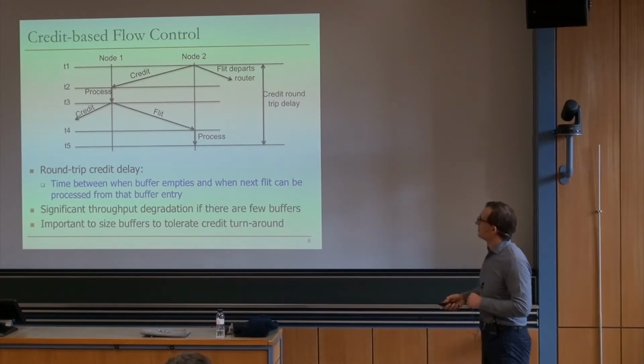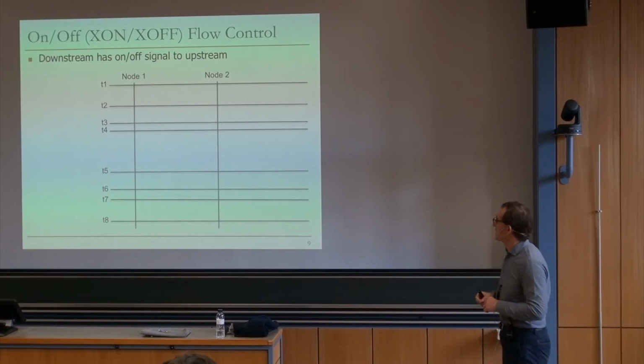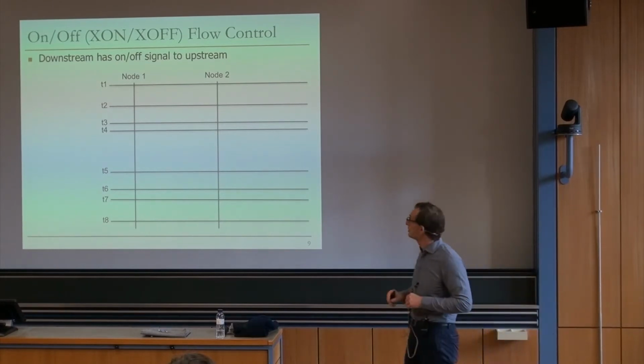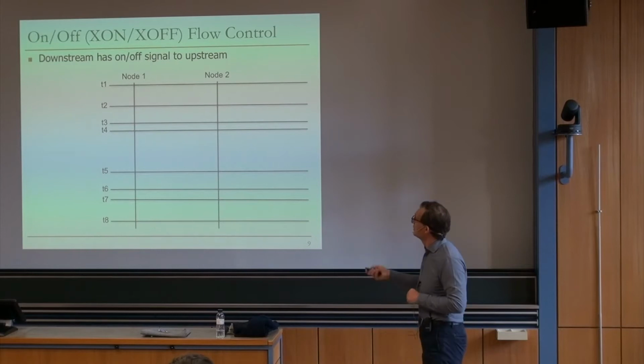Okay. So let's take a look at another example of this buffering. This is on-off flow control. Again, we have node 1 and node 2.